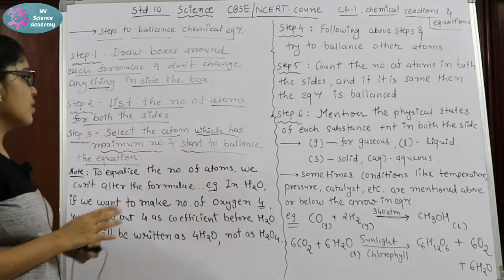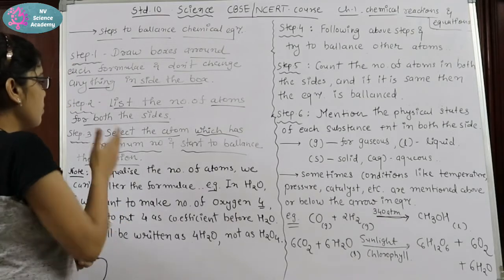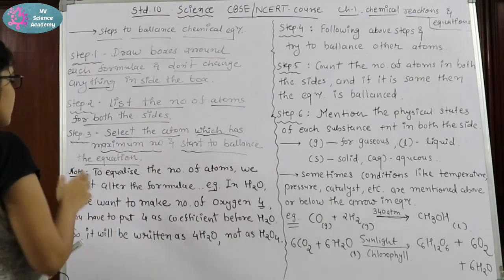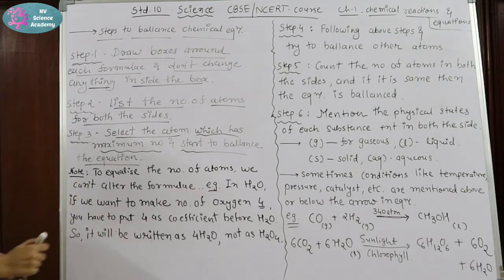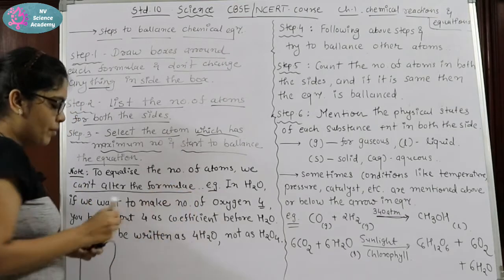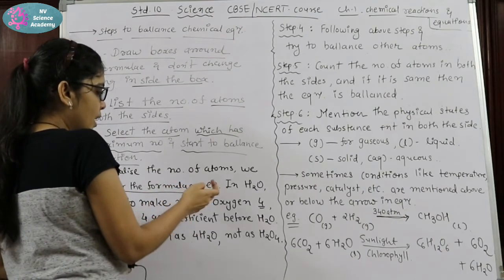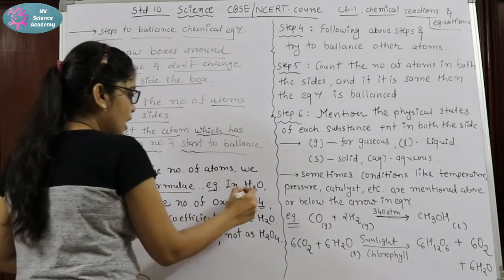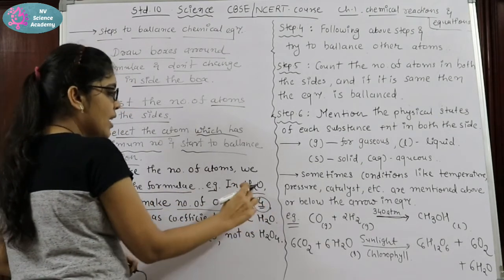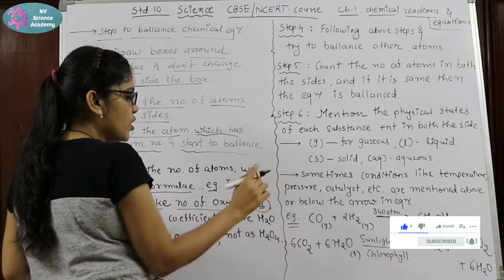This is often convenient to start balancing the equation, so select the atom which has the maximum number. Here please note this, to equalize the number of atoms we can't alter the formula. What does it mean? So we take the example of H2O. In H2O, if you want to make the number of oxygen 4, here the number of oxygen is 1.